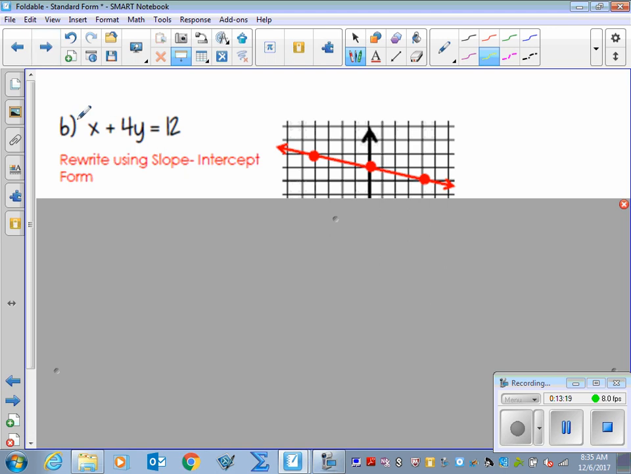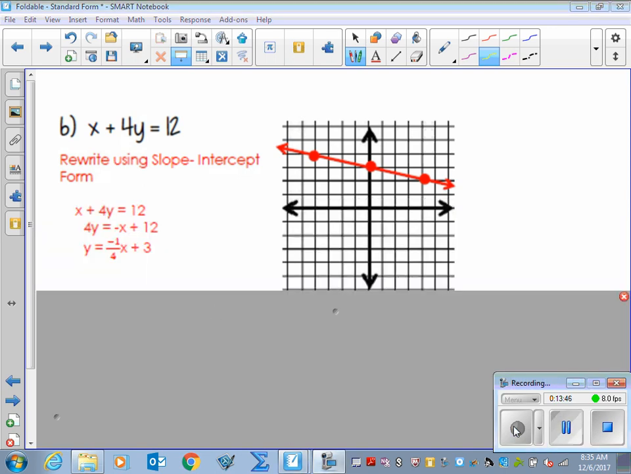Okay, so I want you to take this problem now and solve for y. Okay, move your x term to the other side and divide by 4. And then graph it. All right, so you should have y equals negative 1/4 x plus 3. So here you subtract the x to the other side and divide by 4.